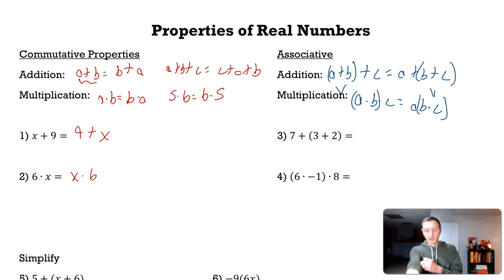So in example number 3, 7 plus 3 plus 2, we can rewrite that as, now the numbers don't switch order. I'm leaving it as a, b, c, so I'm leaving it as 7, 3, 2. So it would be 7 plus 3 in parentheses plus 2. So I would do the 7 plus 3 first and then add on the 2.